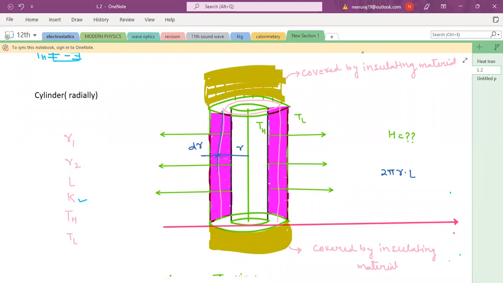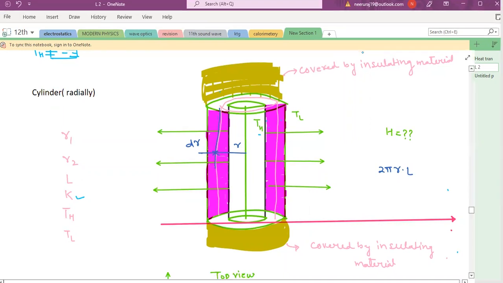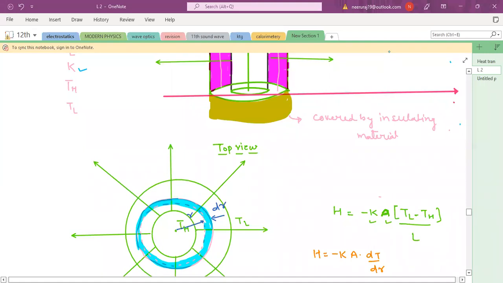From this corner, we have covered the cylinder with insulating material. This side is also covered, cylinder is covered by insulating material. So now heat cannot flow towards this side, right? Toward this side, there is no flow of heat. So inner temperature is high, outer temperature is low. Heat will flow radially outward like this in all the directions, right? So if you imagine it three-dimensionally, the heat will flow in all the directions like this. Now in this, we need to find out the formula for heat current. If you see, bachcho, the top view of the cylinder looks like this. The heat will flow in all the directions like this.